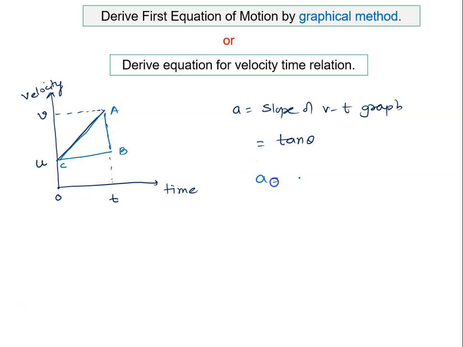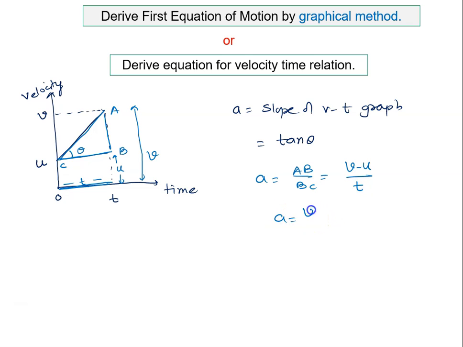So acceleration is given by, this angle is theta, tan theta is given by perpendicular, that is AB, upon base, which is BC. What is the value of AB? This distance is V, this distance is U, so AB is given by V minus U. BC, this distance is BC and this distance is also BC, because all of you know there is a rectangle and opposite sides will be equal. So BC equals this distance, and this distance is t. So BC is given by t.